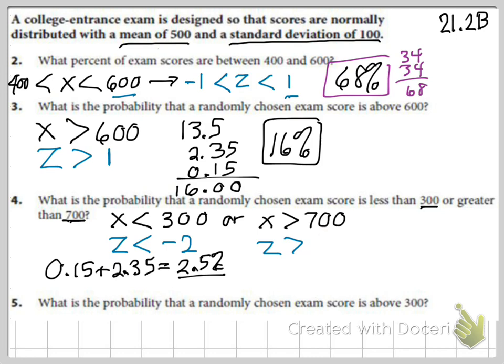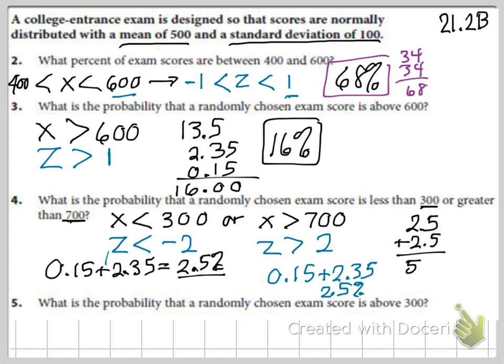Positive 2, which is still 0.15 plus 2.35, 2.5%. But we're happy if it's less than this or greater than this, which means we're perfectly happy to have 2.5 plus 2.5, which is 5%.